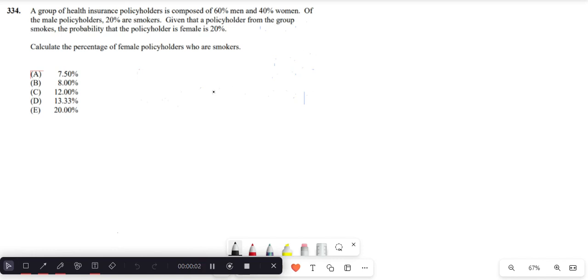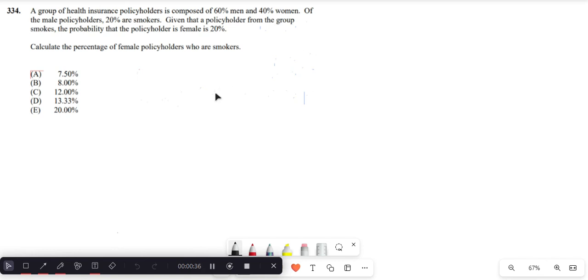Welcome everyone. So I'll be going through the solution to question 334 from the list of sample exam P problems on the SOA website. So the question reads, a group of health insurance policyholders is composed of 60% men and 40% women. Of the male policyholders, 20% are smokers. Given that a policyholder from the group smokes, the probability that the policyholder is female is 20%. Calculate the percentage of female policyholders who are smokers.